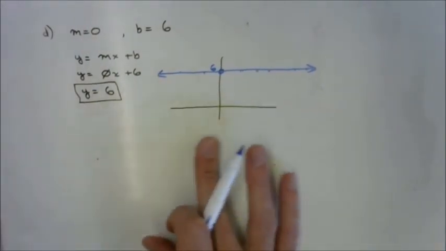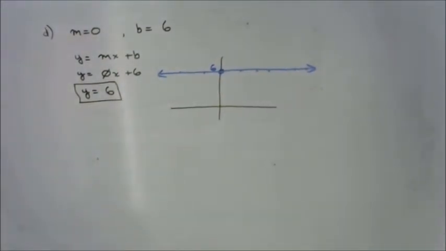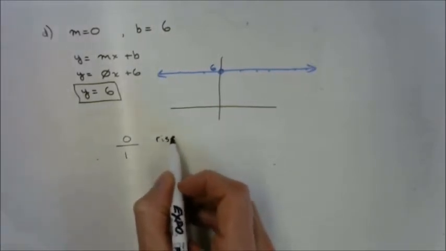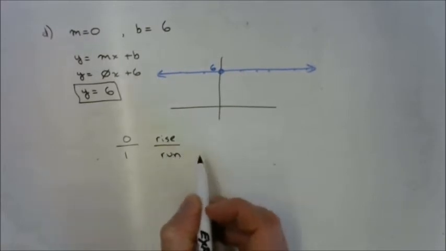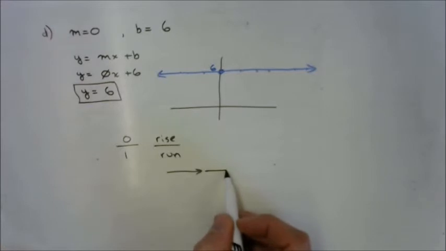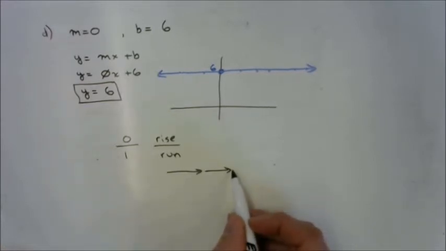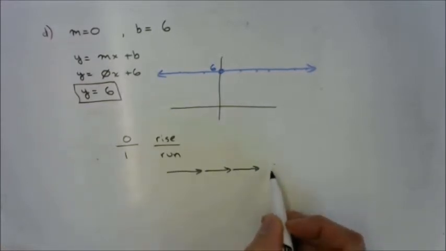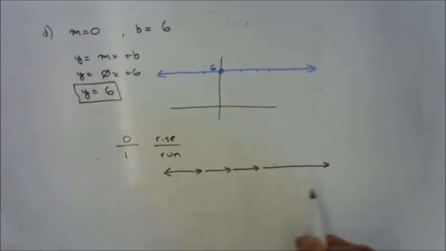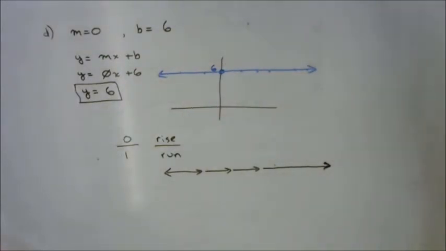Mr. B, if it's 0 over 1, don't you have to go up? Rise, run. You run one, you don't rise at all. You run another one, you don't rise at all. You run another one, you don't rise at all. You run 10 more, you don't rise. You run infinitely this way and infinitely this way, and you never rise. It's a horizontal line. Good job.